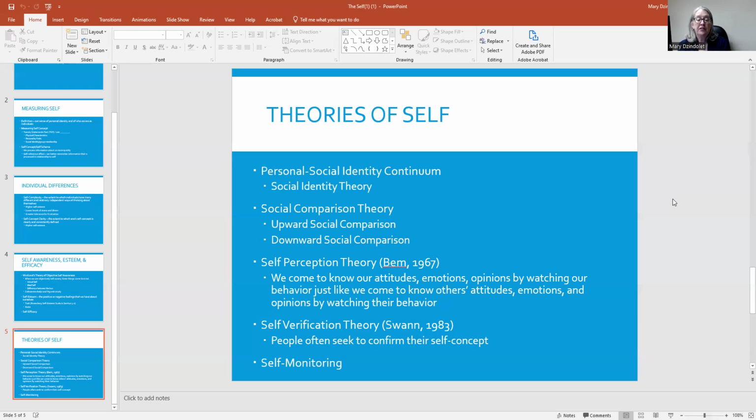Okay. All right, let's move to the second to last theory. This is self-verification theory. This was created by Swann in the 1980s, and it's huge. People seek to confirm their self-concept, their self-schema. So if I think I'm an organized person, it's going to be really important to me that you think that I'm organized also. I need you to verify my perception of myself, my self-concept, my self-schema. Does that kind of make sense? And it's really important to people.